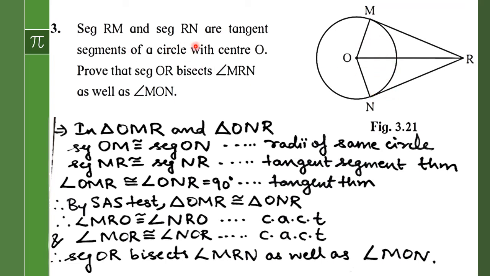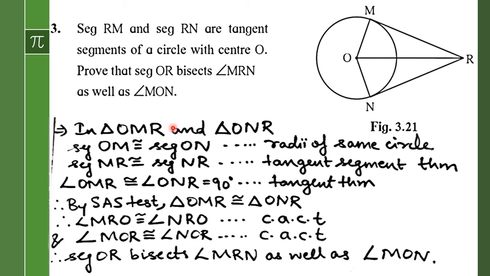So segment RM and segment RN are tangent segments of a circle with center O. Prove that segment OR bisects angle MRN and angle MON. That is what we need to prove. So just like we did in the last part of the previous problem, we will prove that these two triangles, triangle MRO and triangle NRO, are congruent.